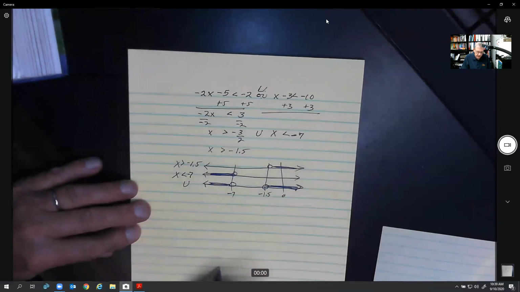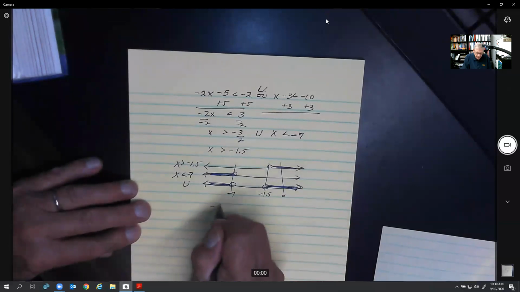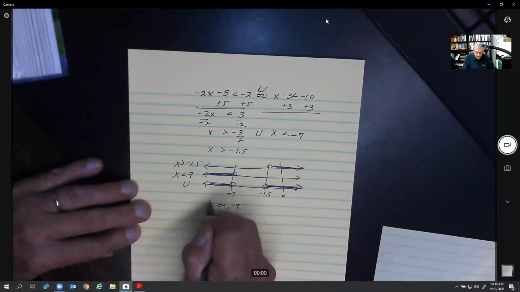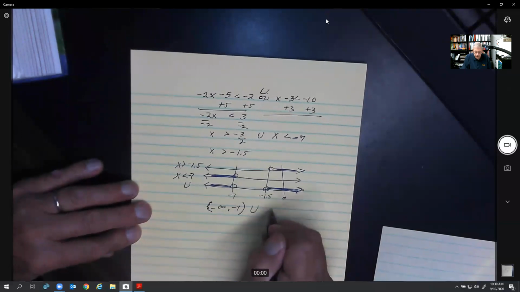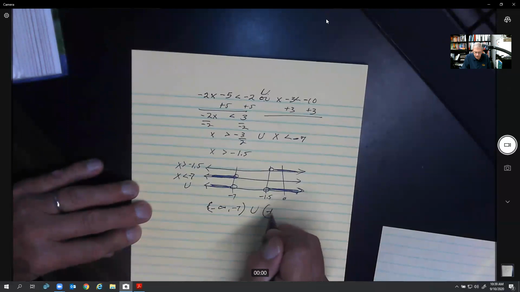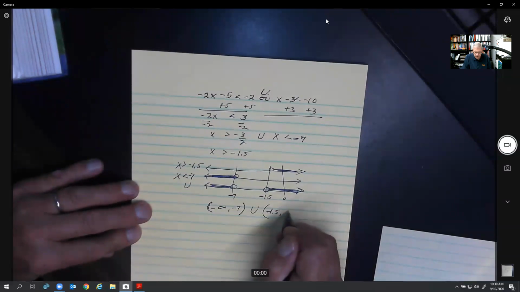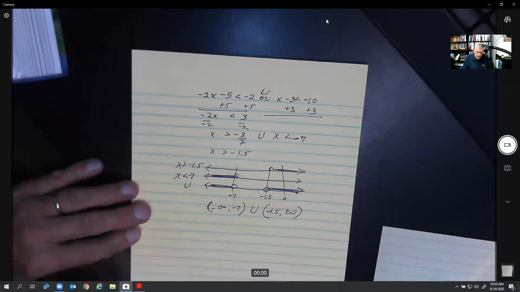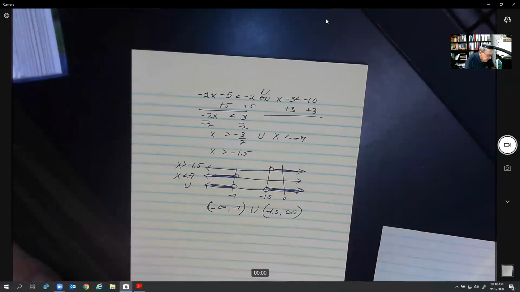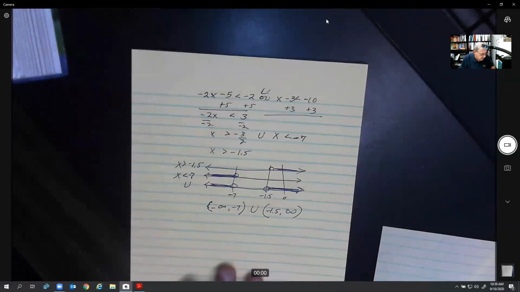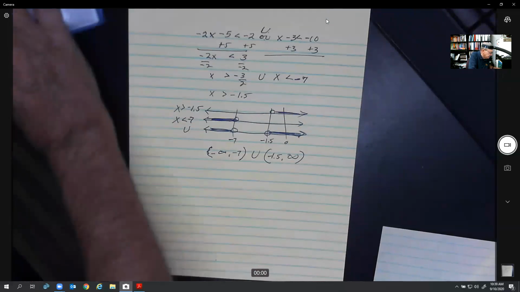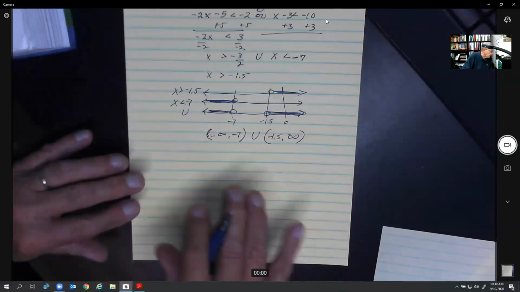So that's nothing fancy. It would be negative infinity to negative 7, union negative 1.5 to infinity and beyond. Okay. I thought it was going to come out interesting, but it didn't. One last one, and then we're good for the road.